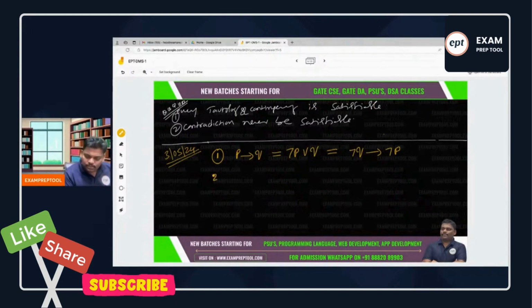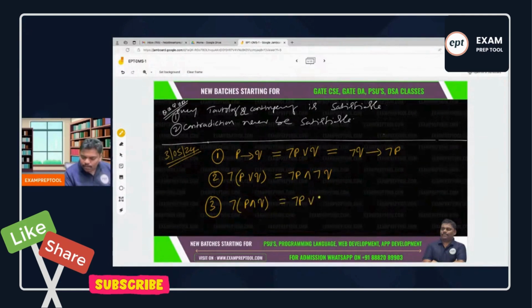Can you see this? Everyone observe. P or Q, if you apply negation outside, is equal to negation P and negation Q. And one more thing, negation of P and Q goes to negation P or negation Q. These are all the things everyone knows.